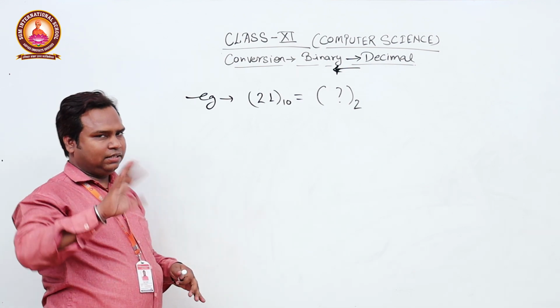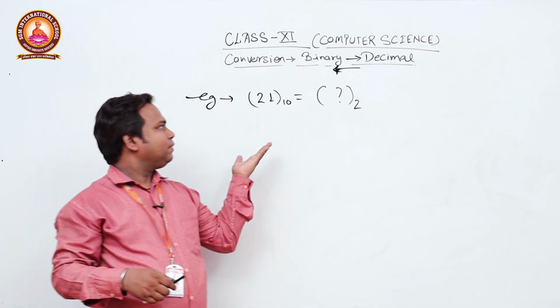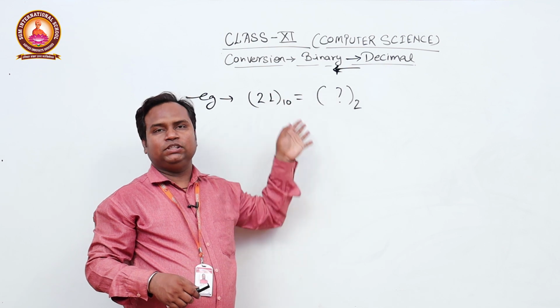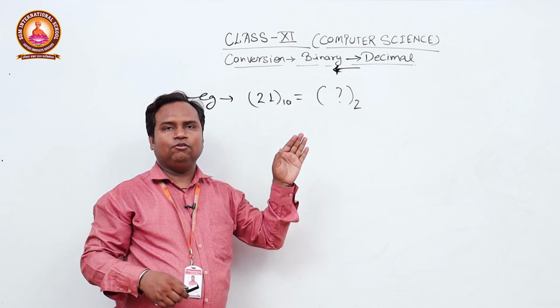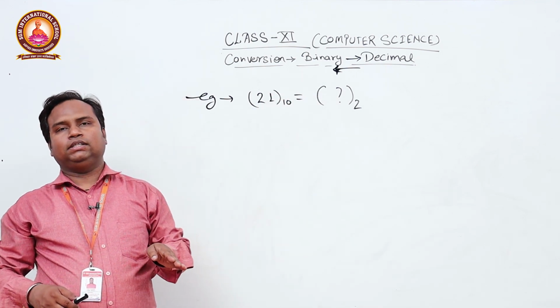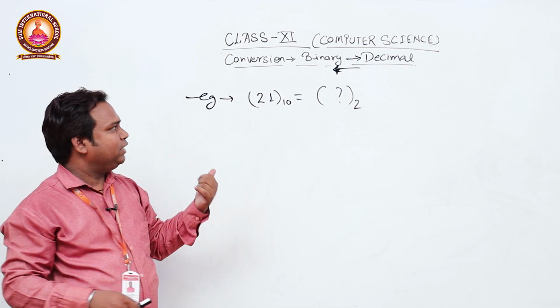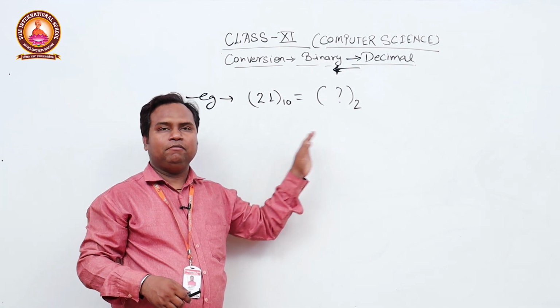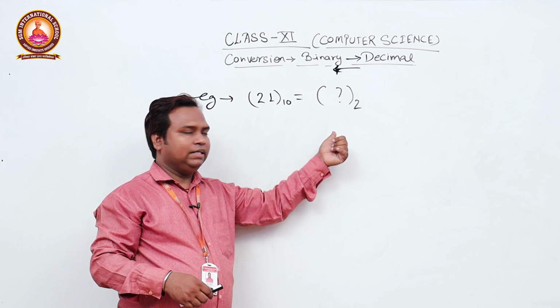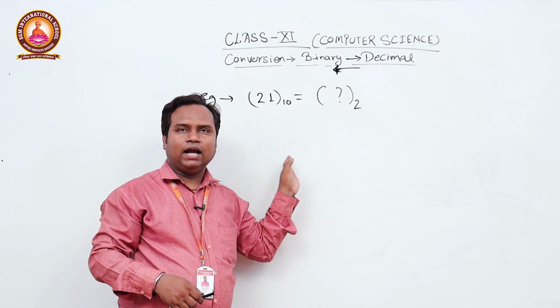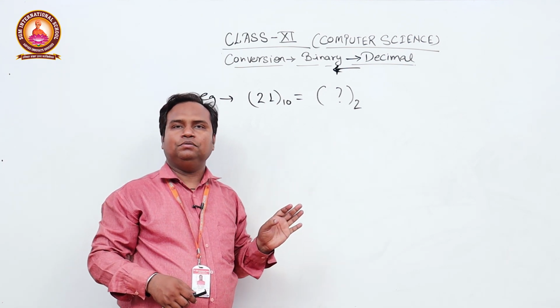Okay, the rule is reversed, because the vice versa procedure is going on, so that rule will also be vice versa. In the first rule we had to multiply with 2, in vice versa we have to divide by 2.